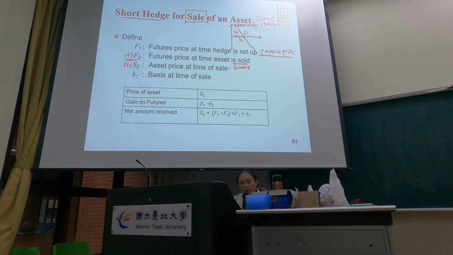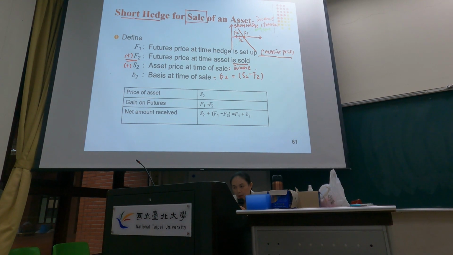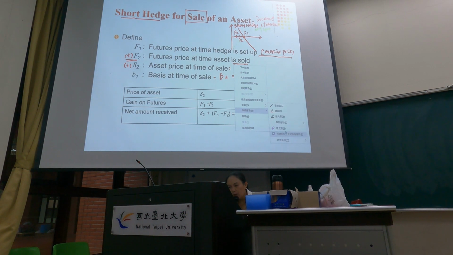Yeah? Now, B2, the same definition, okay? But today, it becomes an income, okay? So B2, remember, equals S2 minus F2. Very important. The definition of basis is all the time the same, no matter whether you have a long or short hedge. Okay, equals S2 minus F2. That's the B2.